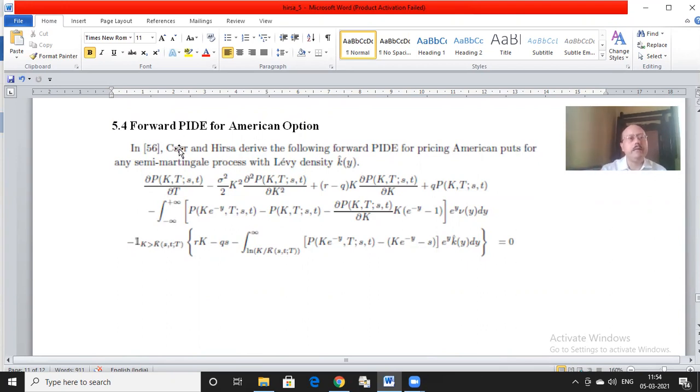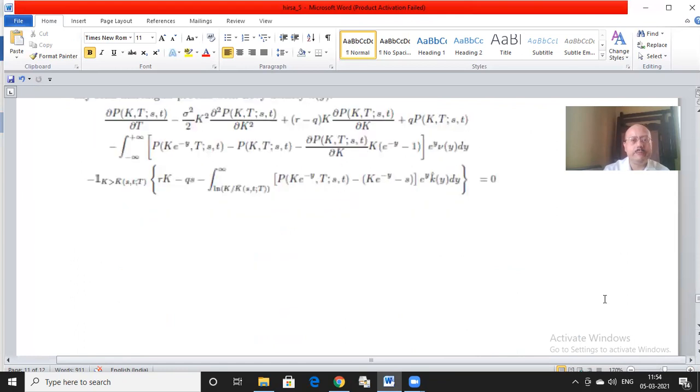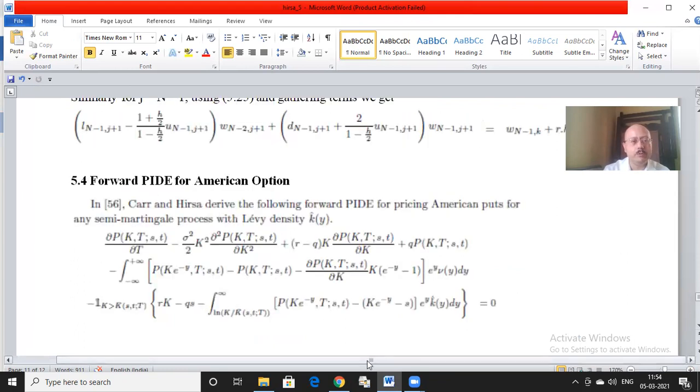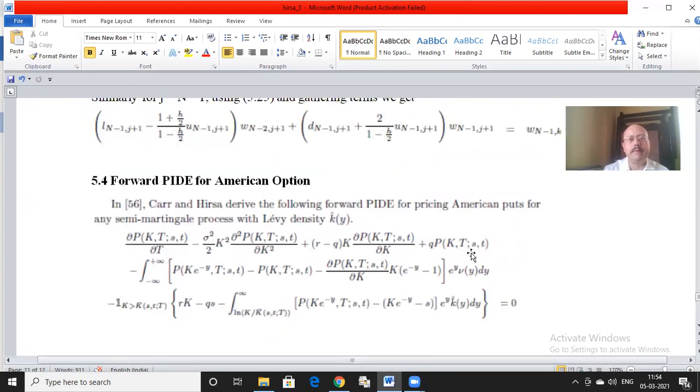This is due to Carr and Hitsa. Hitsa as in the author of this book, and Carr is Peter Carr, as in CGMY, where C is Carr. So Carr and Hitsa derived a forward PIDE for American puts. Again, it's a semi-martingale with known Levy density k(y). So now the forward PIDE that they have developed looks much more complicated because it's an American put.